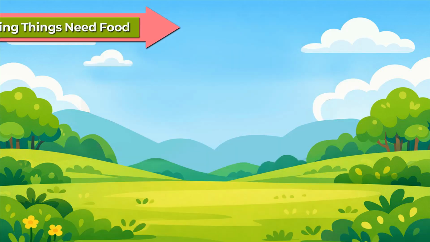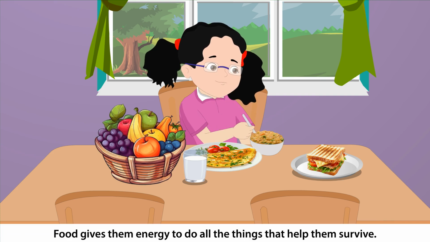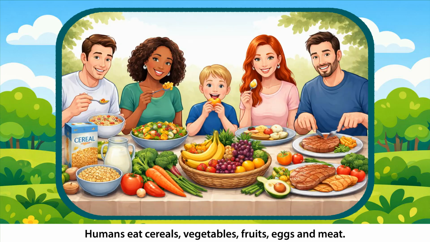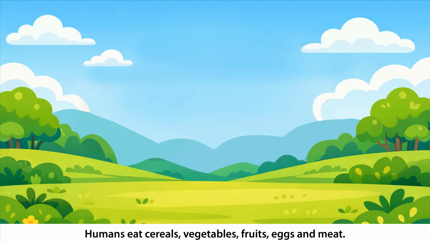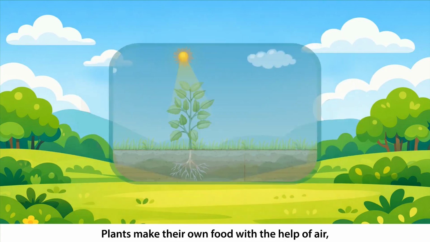Living things need food. Living things need food and water to stay alive and grow. Food gives them energy to do all the things that help them survive. Humans and animals depend on plants or other animals for food. Humans eat cereals, vegetables, fruits, eggs, and meat. Cows eat grass, lions eat the meat of other animals, and frogs eat insects.